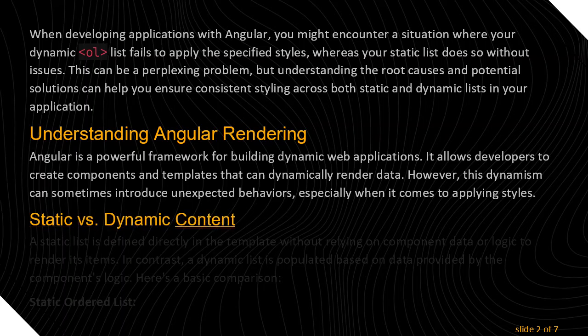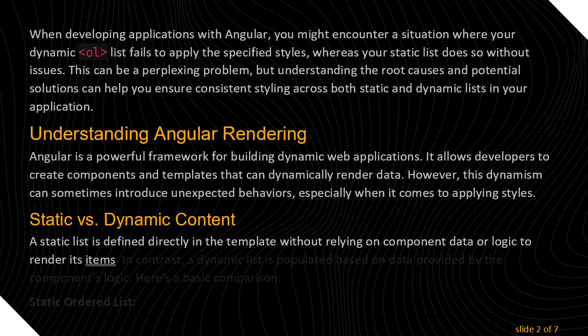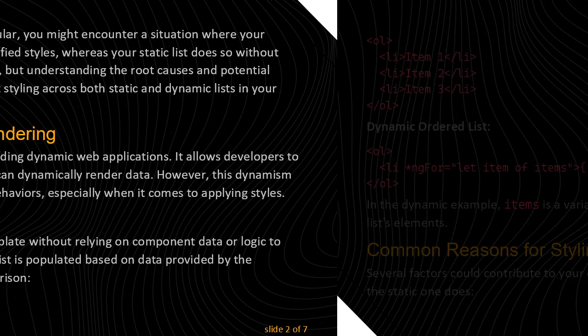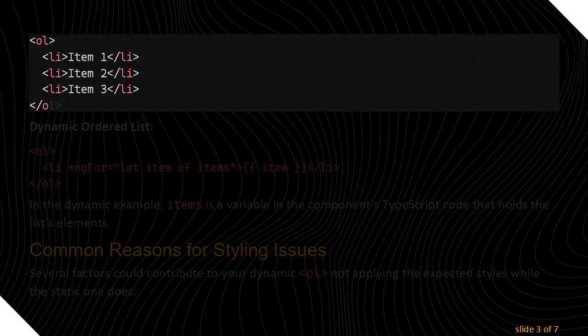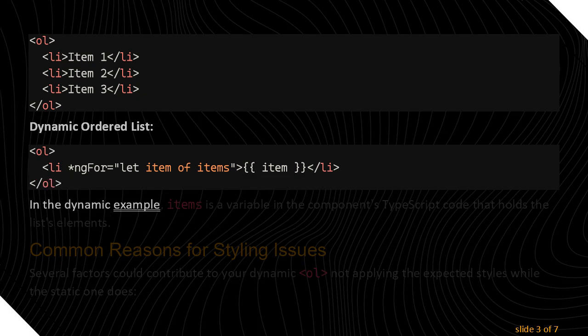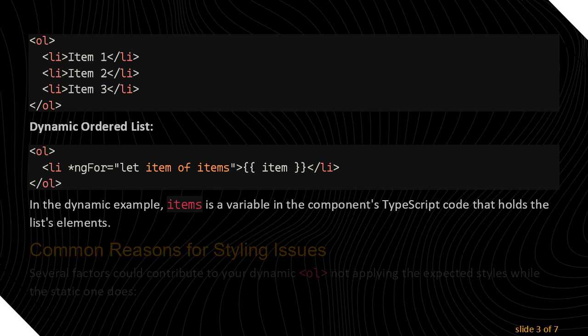Static versus dynamic content. A static list is defined directly in the template without relying on component data or logic to render its items. In contrast, a dynamic list is populated based on data provided by the component's logic. Here's a basic comparison. Static ordered list. Dynamic ordered list. In the dynamic example, items is a variable in the component's TypeScript code that holds the list's elements.